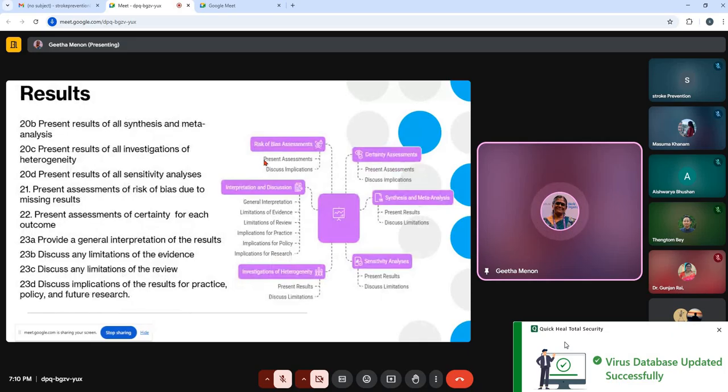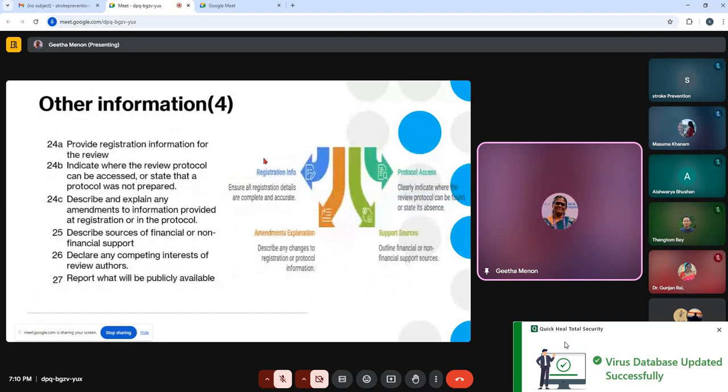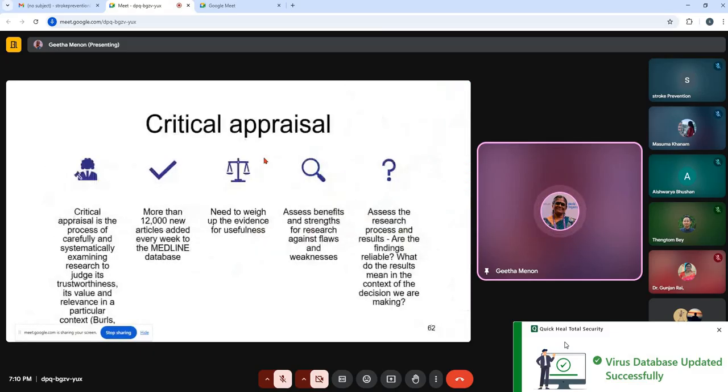So the PRISMA statement of 27 items checklist helps you in framing your review in a manner which is easily publishable and presentable. Okay, so all this is given in the PRISMA statement.